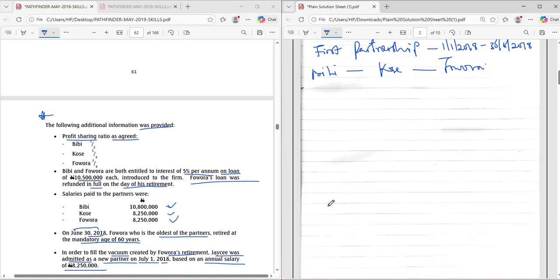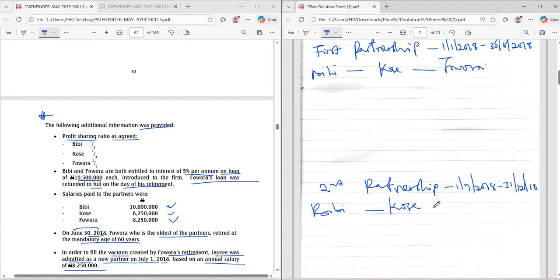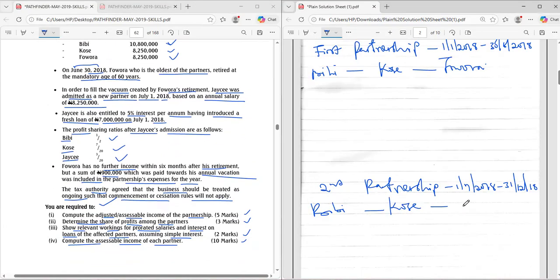Then we have the second partnership, which started from when? 1st of 7, 2018, to where? 31st of December 2018. And it was between who? BB, who again? O'Shea, and who? JC. Is this clear?